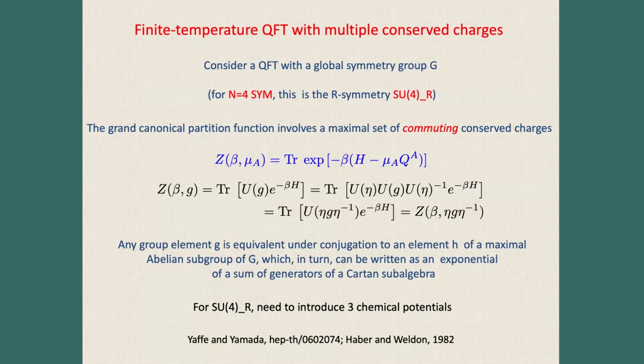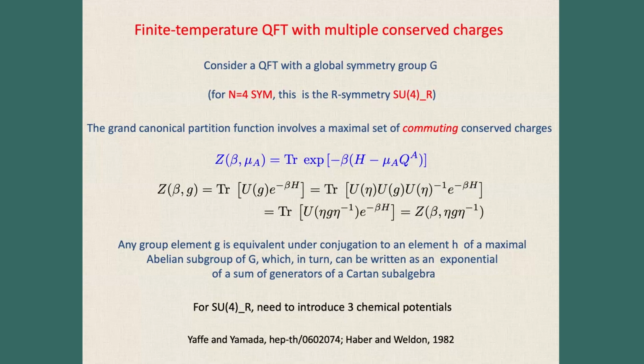So this is a conjugation of the element eta, and by conjugation you can bring any element to the element of the Cartan subalgebra of the algebra of the group. And therefore, in the case of SU(4), you only need to introduce 3 chemical potentials, not 15, right? And this simplifies things very strongly.